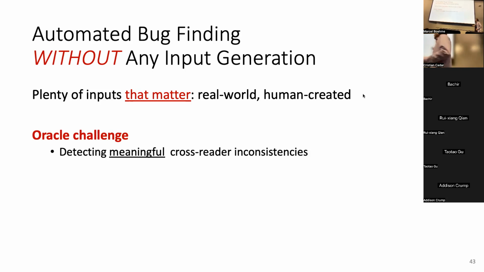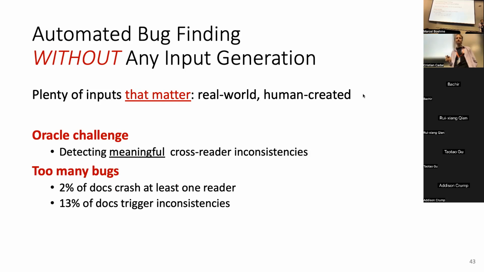Now, the challenge was finding the right oracle, right? So in particular, for these non-crash bugs, these inconsistencies, we cared about detecting meaningful cross-reader inconsistencies because there are many meaningless ones, as I'm going to mention shortly. And another important challenge was that we had too many bugs, right? And I think you all know that often this is a question. So 2% of these documents crashed at least one reader, and 13% of them triggered inconsistencies, meaningful inconsistencies, I should say.